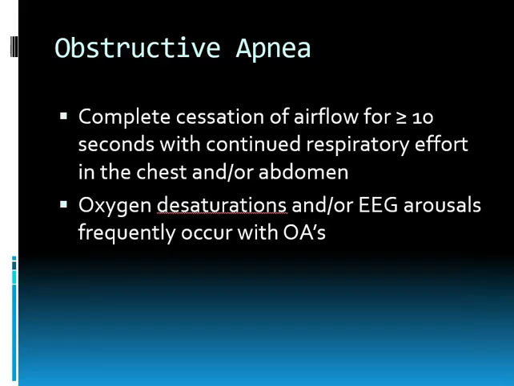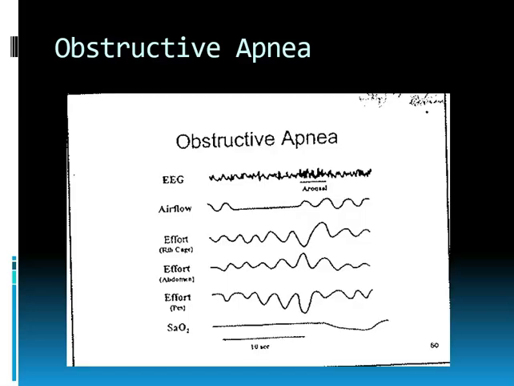So an obstructive apnea is no airflow for at least 10 seconds with continued effort in the chest or abdomen. Typically, we do see desaturations occur for an apnea, and they typically do end with an arousal in the EEG, but it's not part of the definition. It's not a necessary component of the definition. The main definition is no airflow for at least 10 seconds with continued effort in the chest and the abdomen. Here's another example of what it looks like.